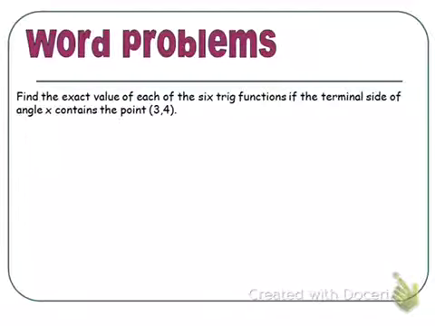All right, so here's how we're going to use this fact that we just looked at, that the values of the six trig ratios for an angle are the same as the six trig ratios for its reference angle, except for maybe plus or minus, to evaluate things like this. Problem number 1 says find the exact value of each of the six trig functions if the terminal side of the angle contains the point (3, 4).